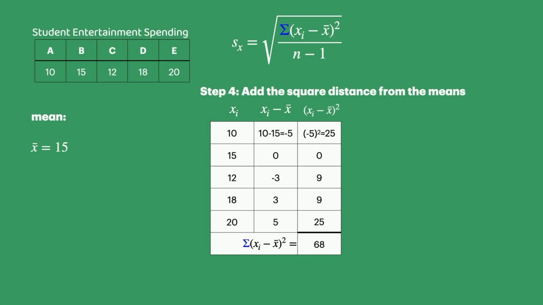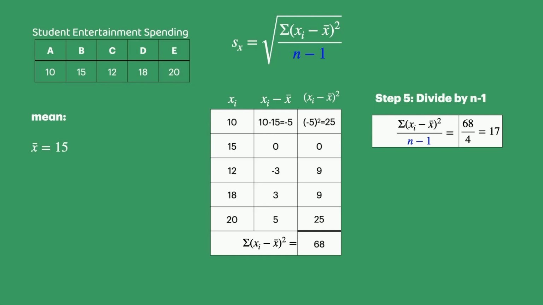The next step is the sigma. That means to add. Whenever you see this symbol, this capital sigma that looks kind of like an E, that means to add up. So we're adding up those squared differences from the mean. So we're going to add up the 0, the 9, the 25, the 25, the 9, and the 0, and we get 68. So that's the sum of the squared differences from the mean for our small, tiny data set.